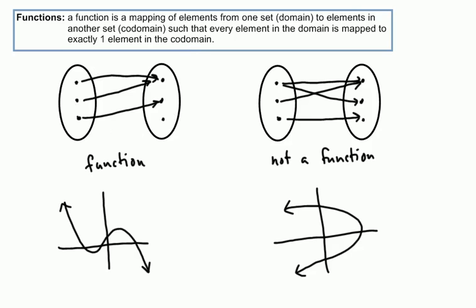So this first mapping over here, we could call this first circle the domain, and we can call this second the codomain. And you can see that everything in this domain goes to exactly one value in the codomain. Now, when we look at this first value in the codomain, it's okay that two different x values are producing the same y value. Okay?